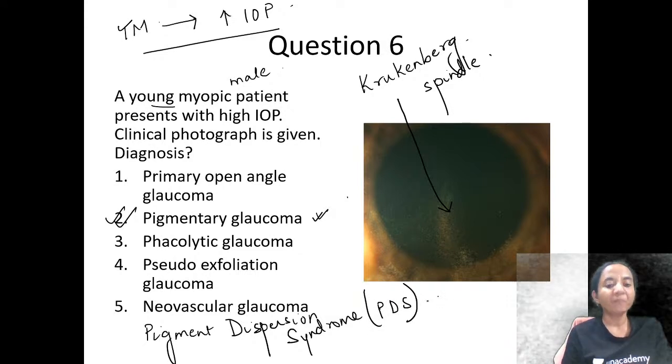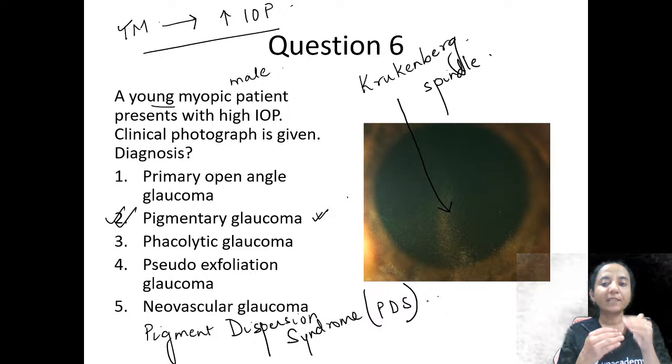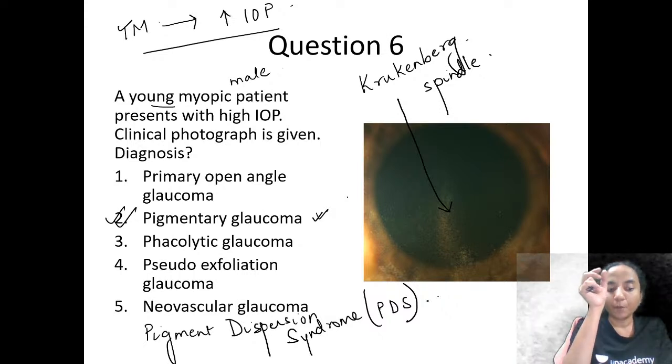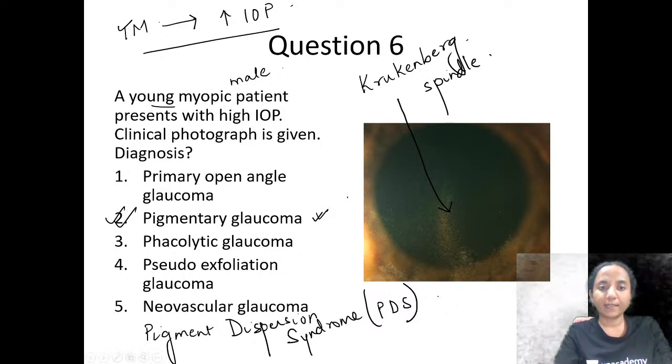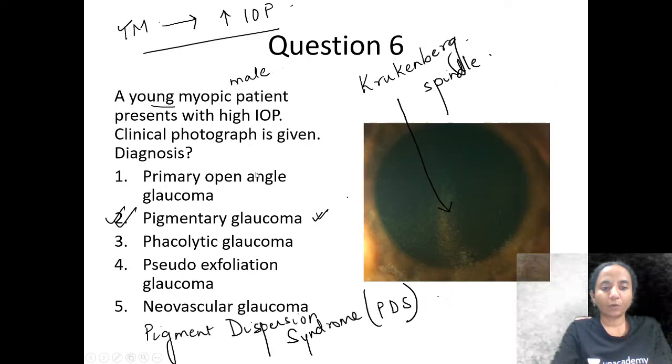So, let me just repeat this once more. Pigment dispersion syndrome is typically described in young myopic male patients. Here, the zonules rub against the posterior iris epithelium, as a result of which the iris epithelium loses its pigments. These pigments get deposited in different ocular structures. Two main places where they get deposited: number one, on the corneal endothelium forming the Krukenberg spindle, and they also get deposited in the trabecular meshwork causing increase in intraocular pressure, which is called pigmentary glaucoma. Okay, so these two questions, about pigmentary glaucoma and PXF glaucoma, were difficult questions, but they have these typical images, so they have a possibility of coming in image-based questions, and that's why I wanted to show you these. Okay, so let's go to the next one.